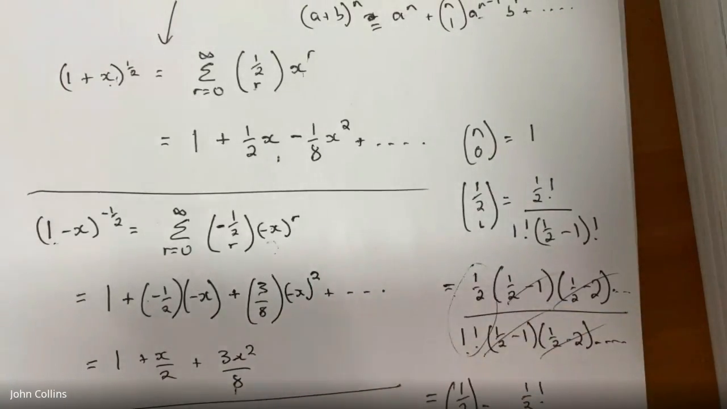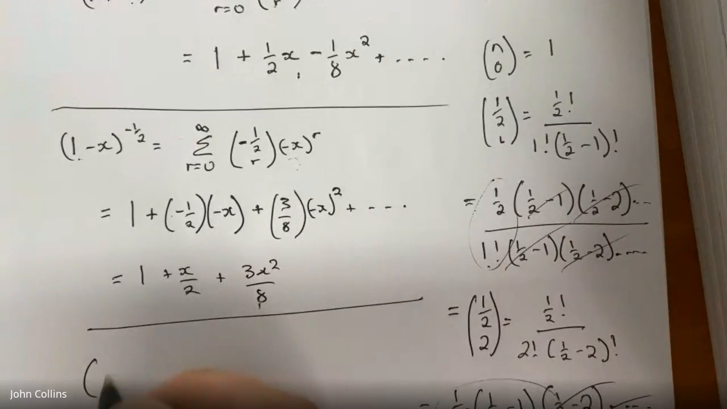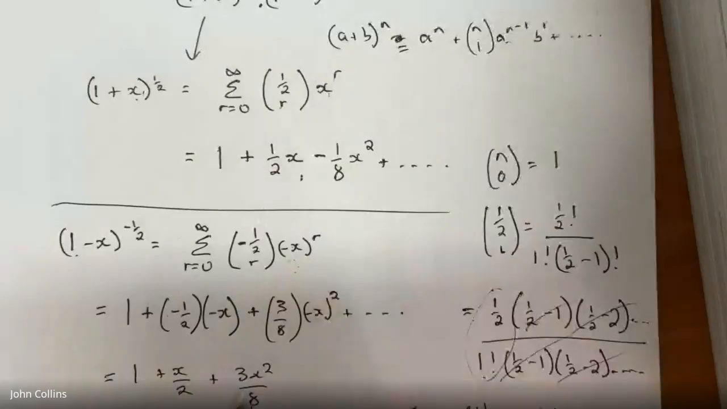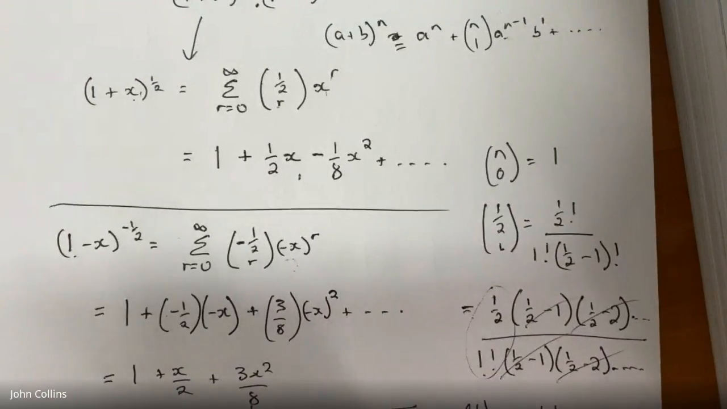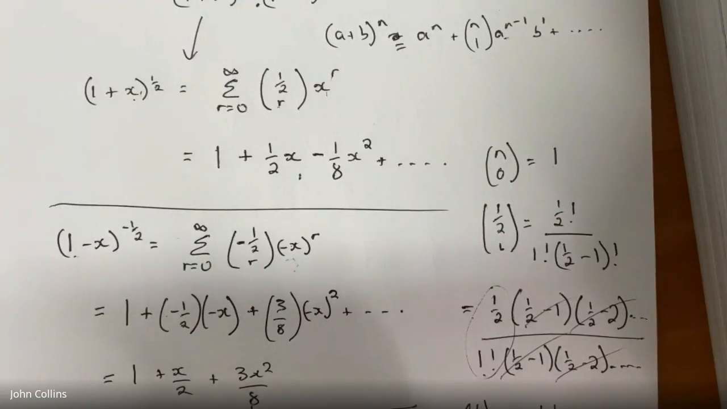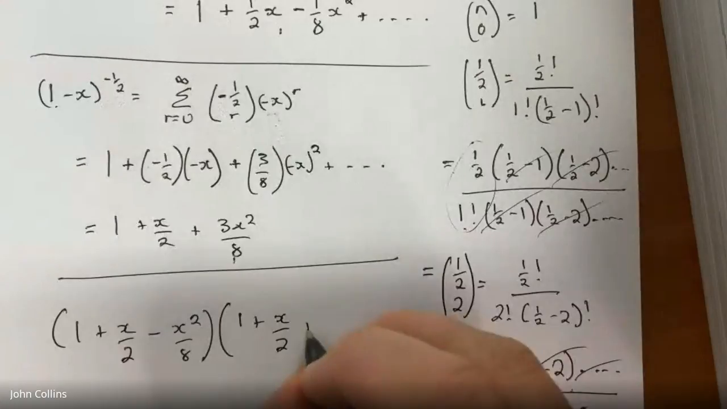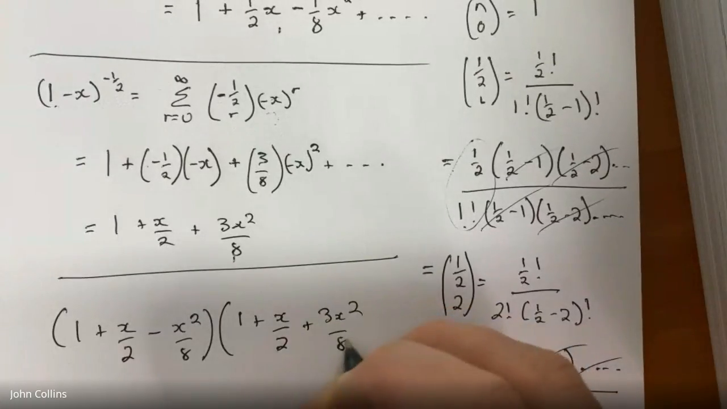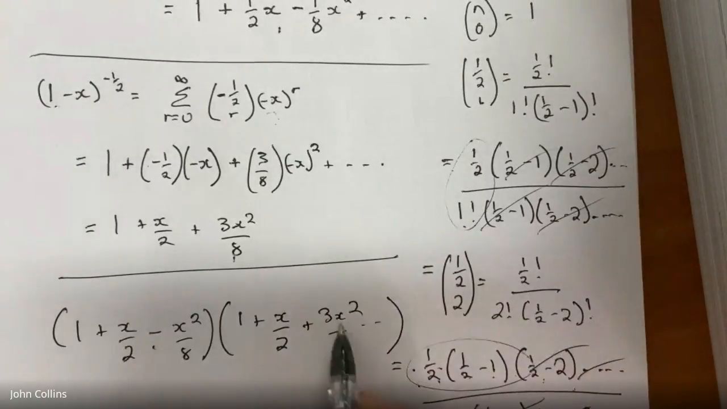So let's set that up. 1 plus x over 2, so this is the first one, minus x squared over 8. And that's going to be times, same as the last, 1 plus x over 2 plus 3x squared over 8, and so on. Okay, so these two need to multiply.